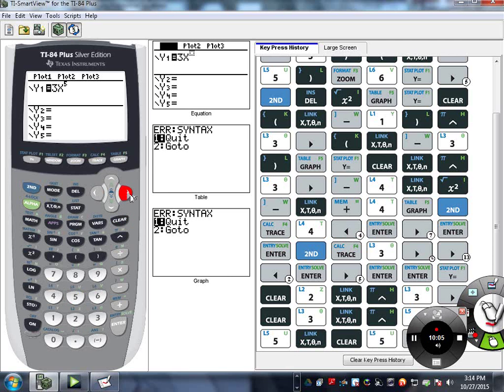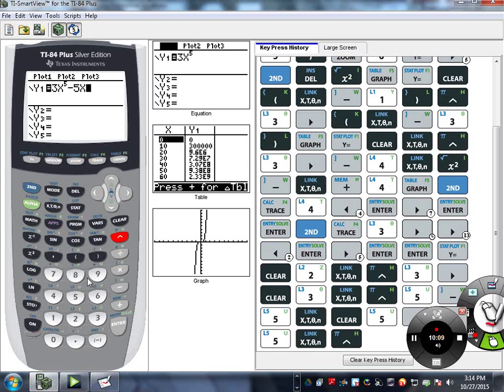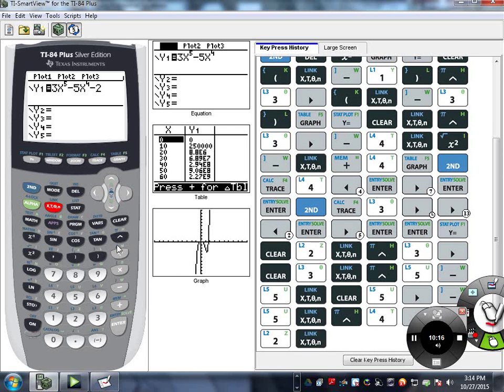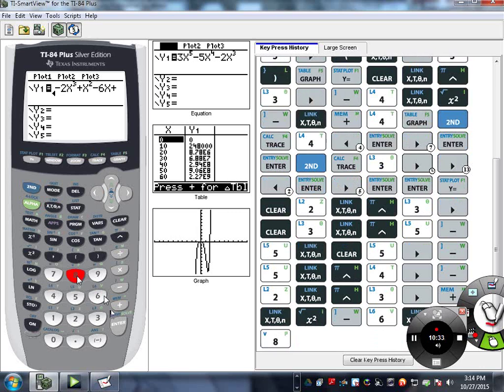3x to the 5th minus 5x to the 4th minus 2x to the 3rd plus x squared minus 6x plus 8. All right, I'm going to press graph and see what I can see here.